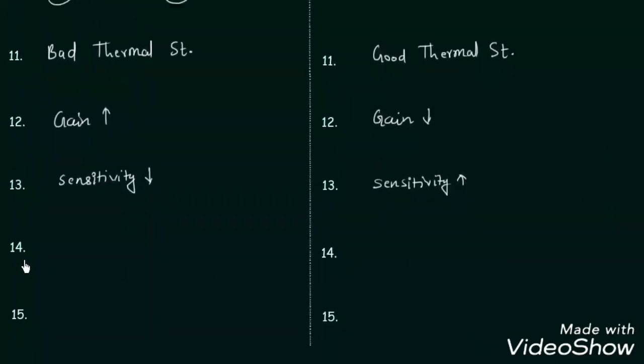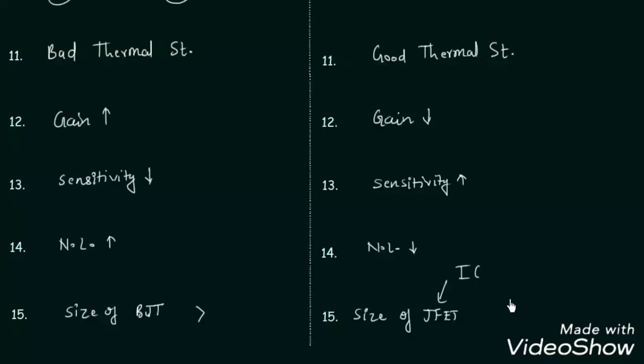Now we will move to the 14th point. The noise level of BJT is high as compared to the noise level of JFET. And the last point is the size. The size of BJT is larger as compared to the size of junction field effect transistor, and because of this reason it is good to use JFET in integrated circuits. We use field effect transistors in integrated circuits instead of bipolar junction transistors.